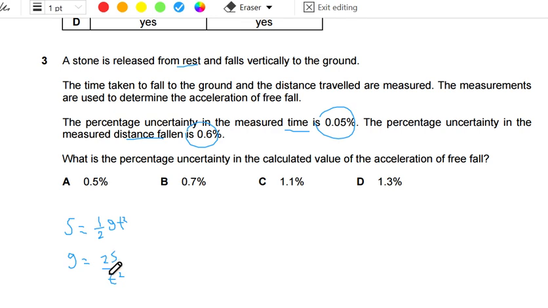We can use this formula to estimate percent uncertainty. In distance, again 0.6, plus 2, because it is squared, meaning 2 times 0.05, and we have the answer to be 0.1 plus 0.6, 0.7.